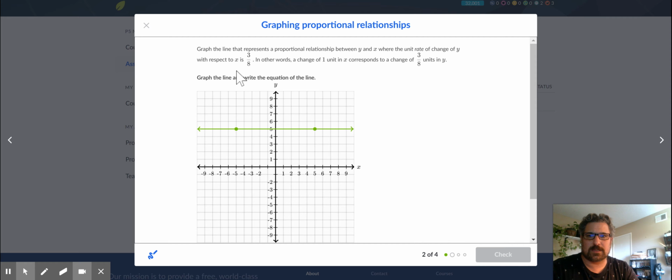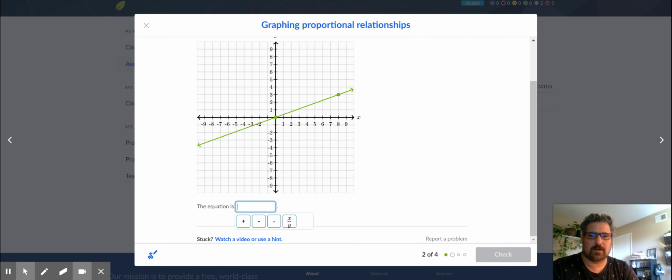The next one says the slope is 3/8, right? That the rate of change is 3/8. So that means that it's going to be y equals 3/8 of x. And so once again, you're going to do 0, 0, and then we want to have a 3 for y and an 8 for x. So 3 for y and an 8 for x will be right there.